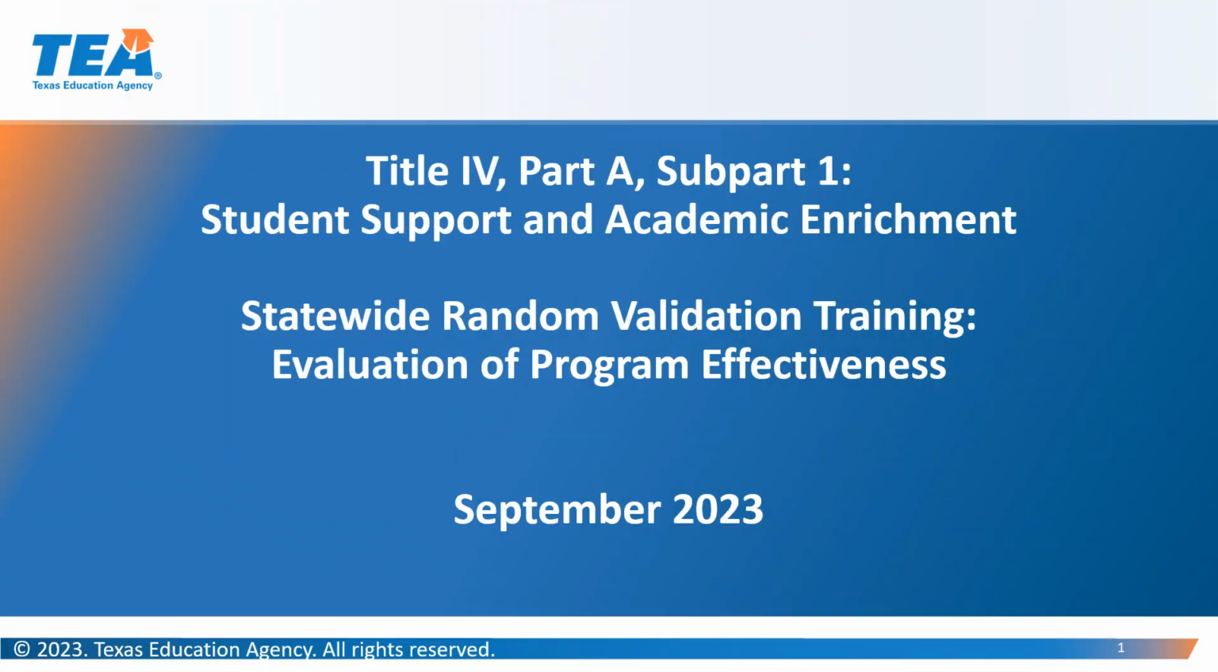This is the Title IV Part A, Subpart 1, Student Support and Academic Enrichment, LEA Random Validation Training for 2023. The random validation will only request documentation for selected requirements in the current year. However, a district must ensure it has documentation on file for all Title IV Part A program requirements.